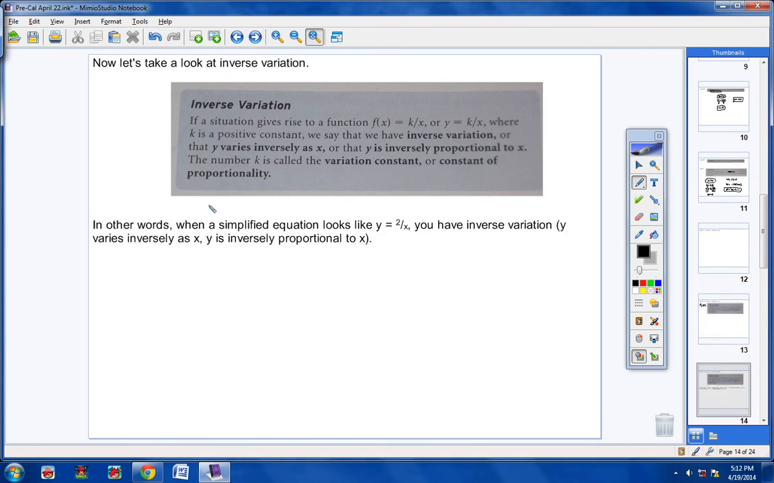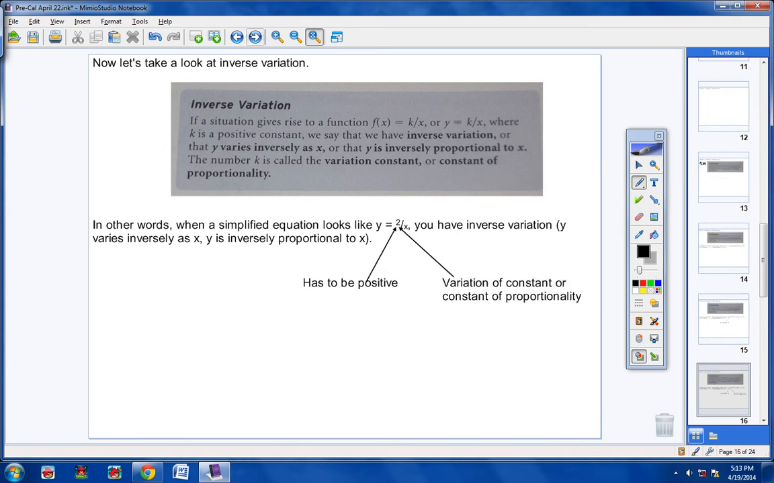Let me put that in words a little easier to understand. In other words, when a simplified equation looks like y equals 2 over x, in other words, you have a y, then an equal sign, then a number in the top of your fraction, and then an x in the bottom of your fraction, you have inverse variation, or y varies inversely as x, or y is inversely proportional to x. Now, like I've mentioned to you before, that number 2 in the top of your fraction has to be positive, and you can call it your variation constant or your constant of proportionality. Any of those will be fine. Okay? So with that in mind, let's look at a couple problems.